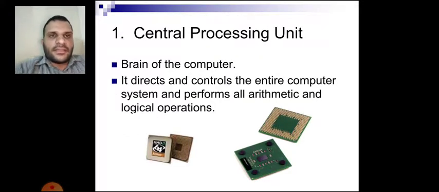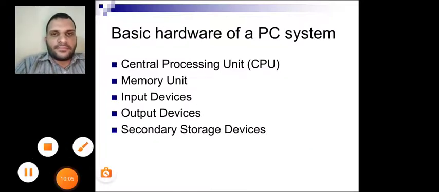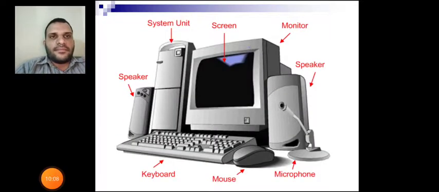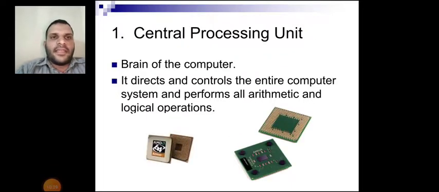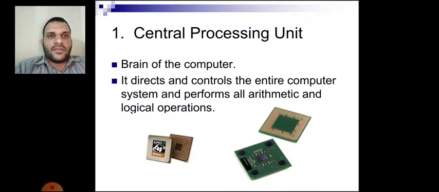And the first one is the central processing unit. It's the brain of the computer system. It directs and controls the entire computer system and performs all arithmetic and logical operations. It coordinates and controls all the functions of the computer system. It manages all the processes. It schedules and directs all the operations and jobs. It controls the memory, and also the input output system, etc. The CPU is mainly a microprocessor chip.